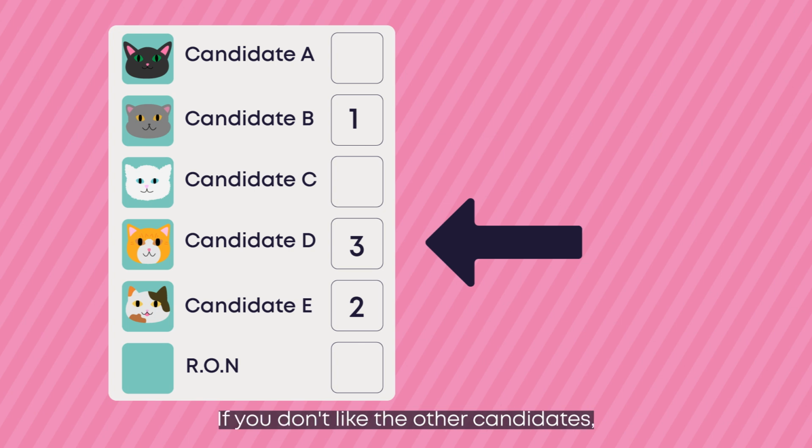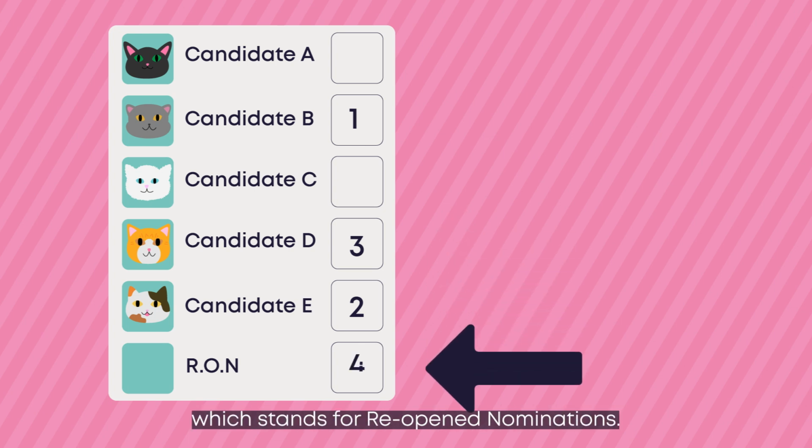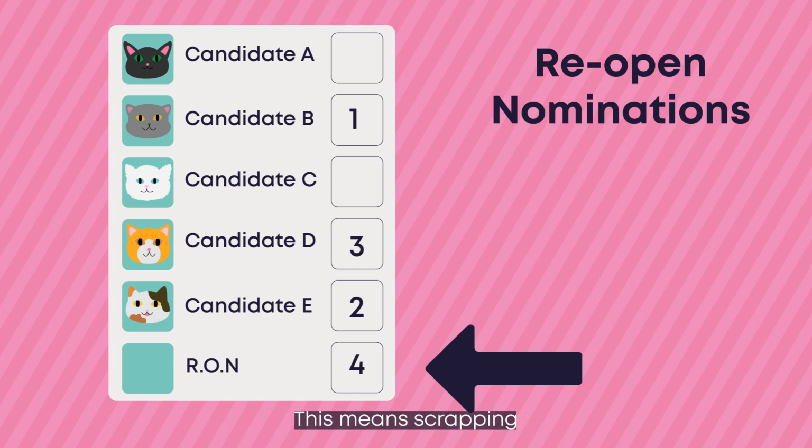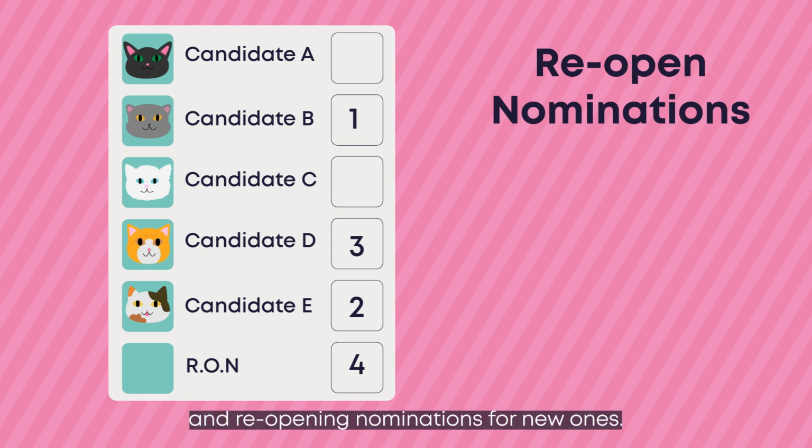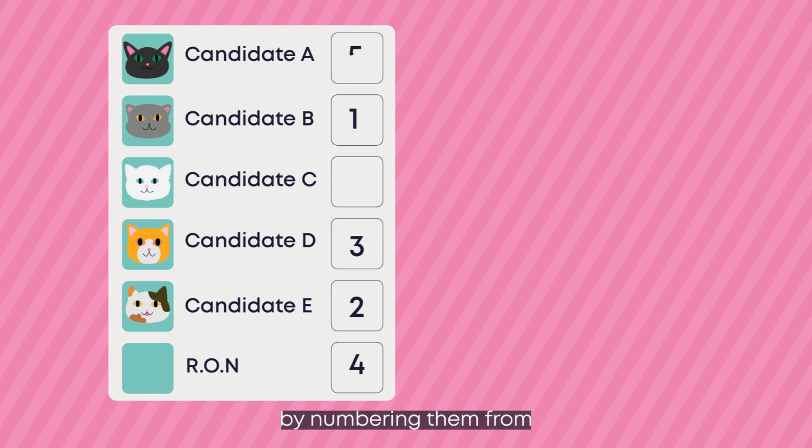If you don't like the other candidates, you can vote for RON, which stands for Reopen Nominations. This means scrapping the current candidates and reopening nominations for new ones. You can vote for all candidates by numbering them from 1, most preferred, to the total number of candidates, or just vote for 1 if you only want to support your top choice. If you don't rank the other candidates, your vote won't be transferred if your top choice doesn't win.